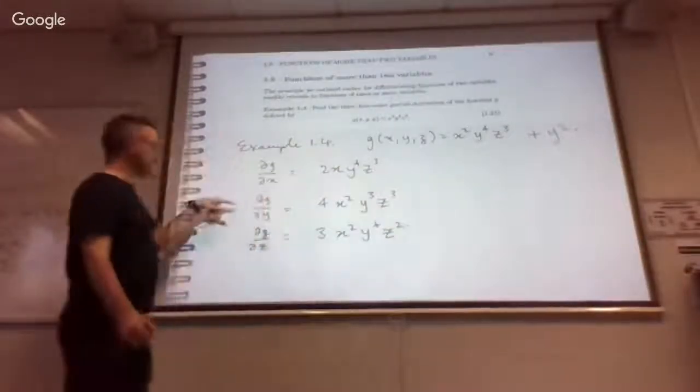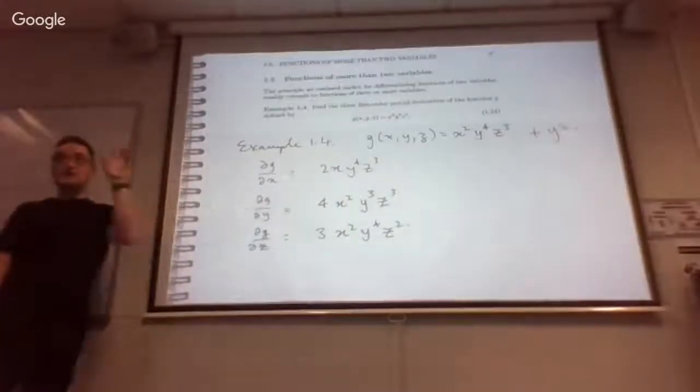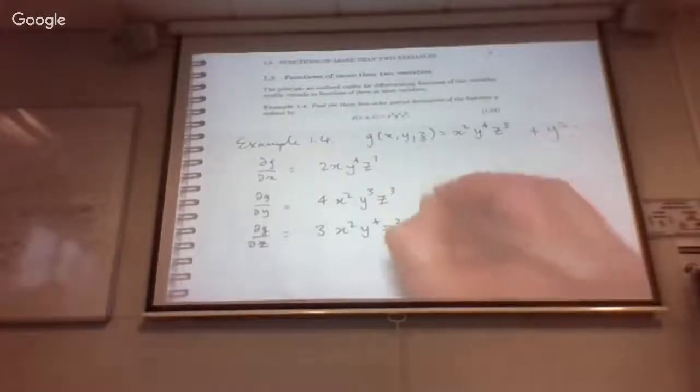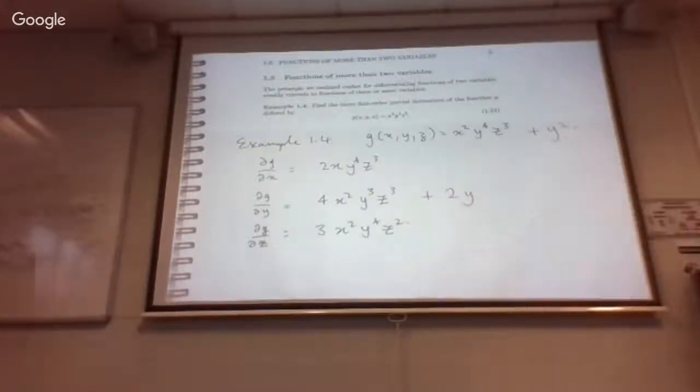It will survive into the y derivative, because y squared is not a constant when y is changing, because it depends on that. We do get an extra term generated here of 2 times y, the derivative of y squared with respect to y.